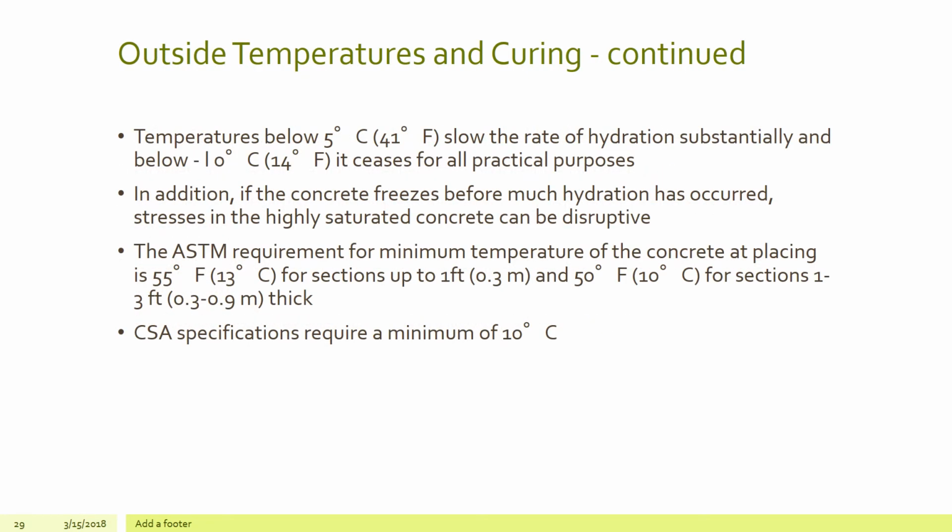Temperatures below 5 degrees Celsius or 41 degrees Fahrenheit slow the rate of hydration substantially, and below 14 degrees Fahrenheit it ceases for all practical purposes. In addition, if the concrete freezes before much hydration has occurred, stresses in the highly saturated concrete can be disruptive. The ASTM requirement for minimum temperatures of the concrete at placing are 55 degrees Fahrenheit for sections up to 1 foot and 50 degrees Fahrenheit for sections 1 to 3 feet in thickness. CSA specifications require a minimum of 10 degrees Celsius.